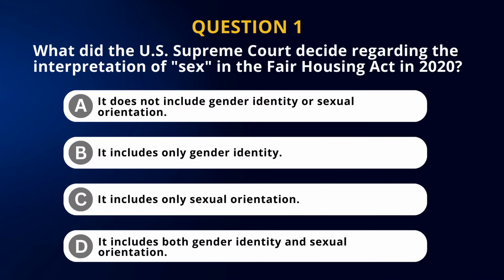Question number 1. What did the U.S. Supreme Court decide regarding the interpretation of sex in the Fair Housing Act in 2020? Letter A. It does not include gender identity or sexual orientation. Letter B. It includes only gender identity. Letter C. It includes only sexual orientation. Letter D. It includes both gender identity and sexual orientation.